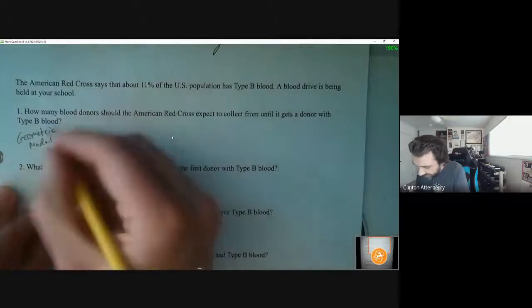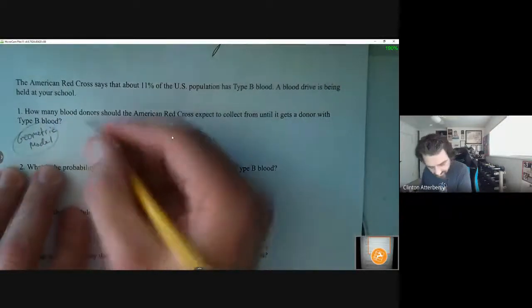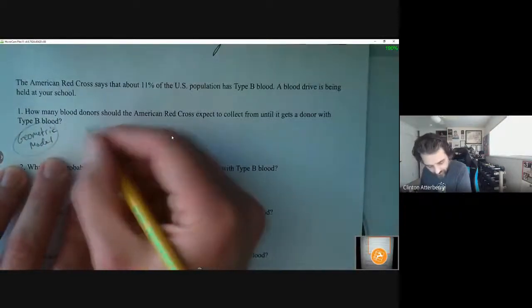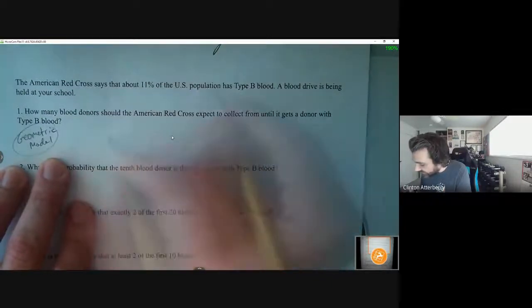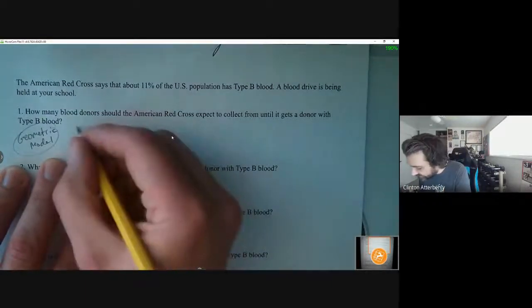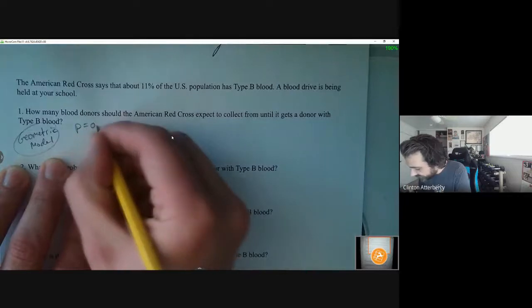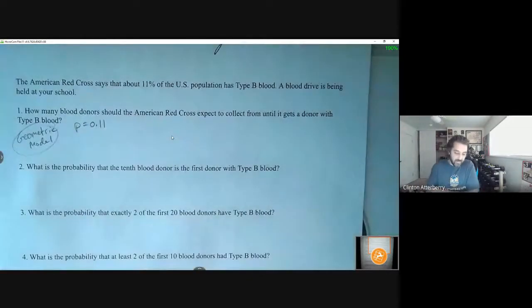And that was saying that you need your p-value. In this case, our p-value is going to be 0.11. The p-value is a success, meaning we want a type B blood person. That would be a success. Anyone that is not a type B blood person would be a failure for this problem. So we're going to go ahead and find the expected value.